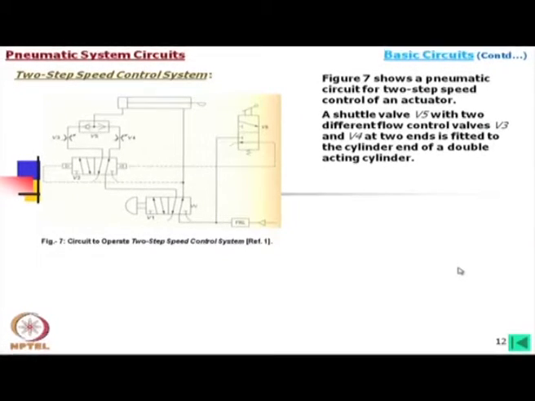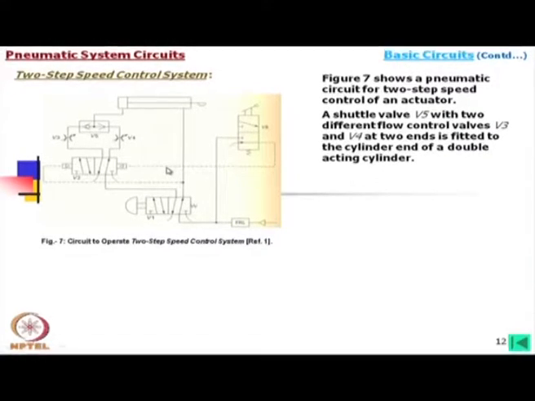A shuttle valve, this is called a shuttle valve. Shuttle valve means if the air is going from this side, it cannot go through this, it will go here, whereas when the air is coming from this side, it will go through this, it will not come back to this side. This means that in many cases these operations depend on the pressure at these two lines.